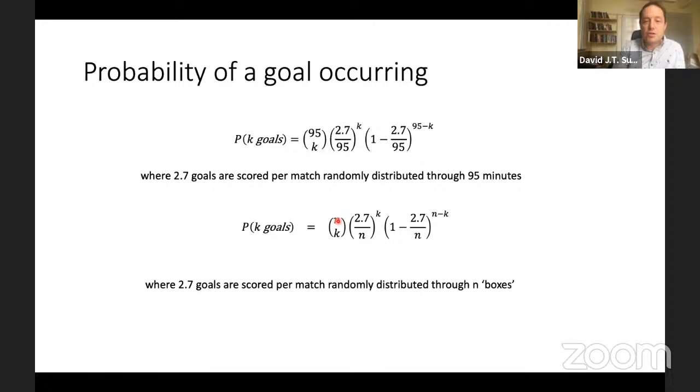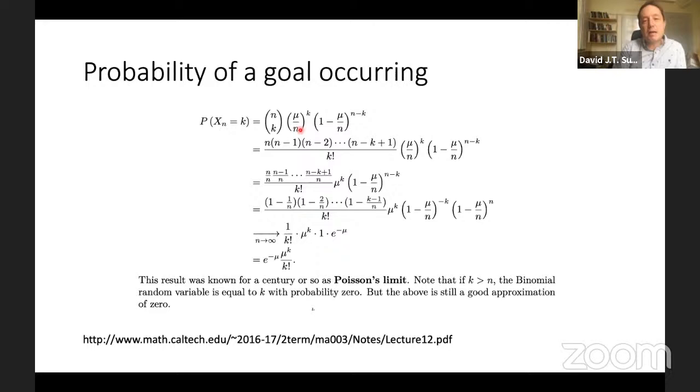I'm going to go through this step by step, and you can have a look at this later. I've stolen this from a Caltech math lecture, to save myself writing this out myself, but it's a very nice derivation of what's called Poisson's limit, or it's also called the law of small numbers, which goes from the binomial distribution here. This is exactly what we saw on the last page. And it goes to the Poisson distribution, which is shown here.